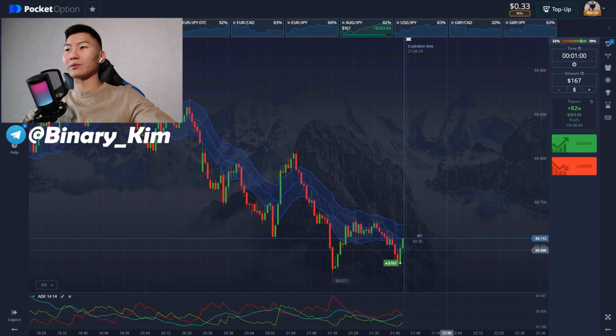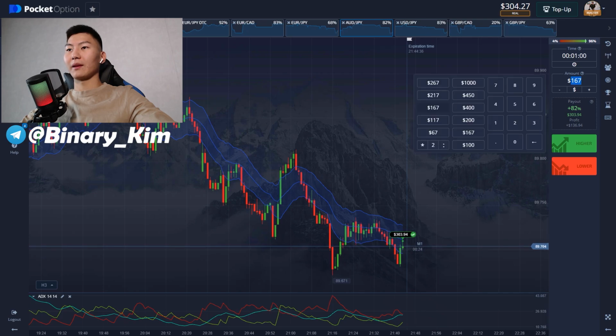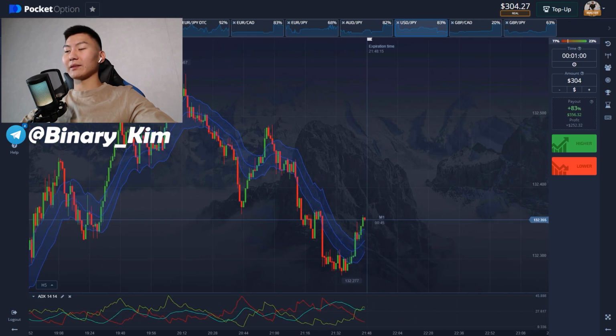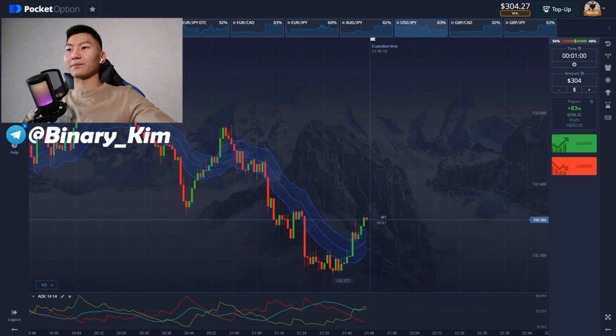Also, we observe the downtrend here. The pullback should take place, and there it is, guys, exactly as we expected. Let's update the trade amount and continue the trading session. Well, what do we got here?